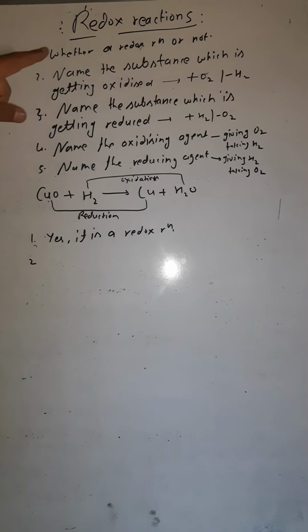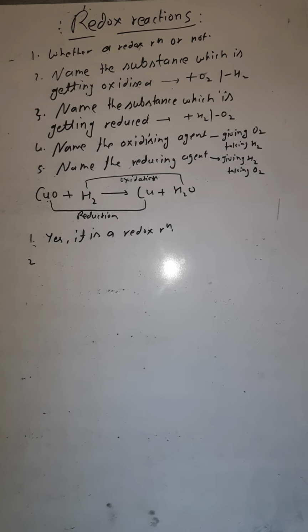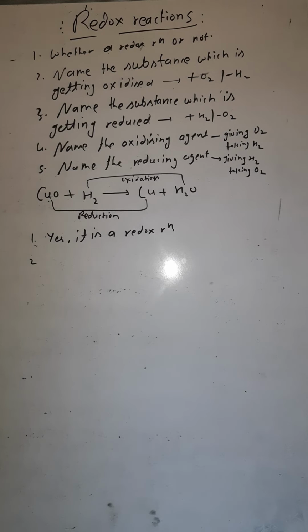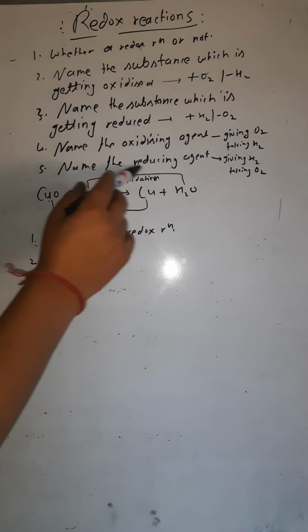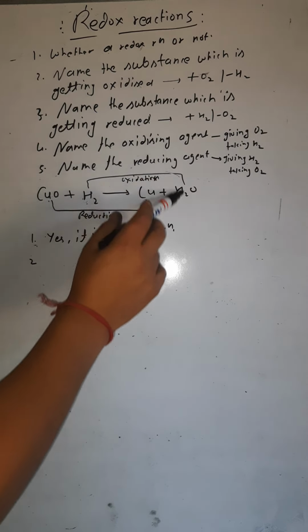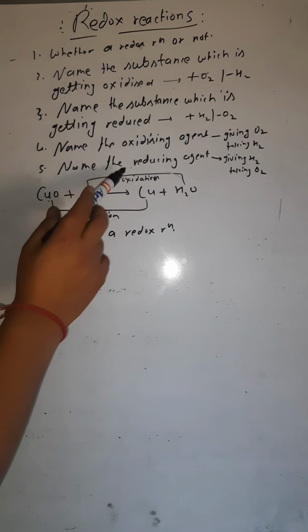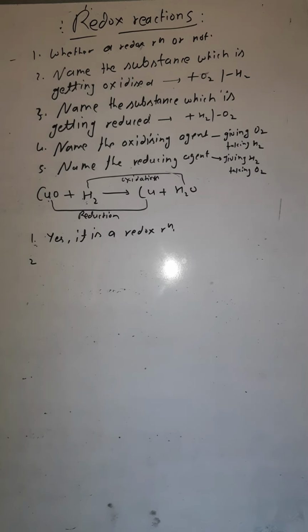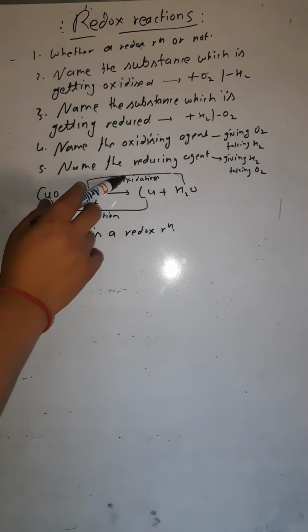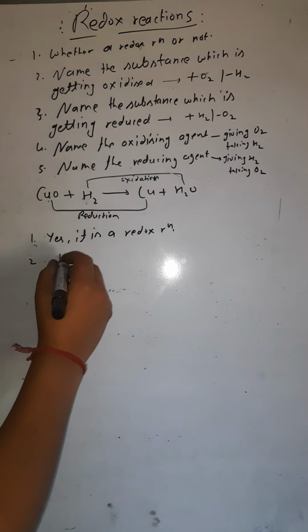Okay. Second question. What is the second question? Name the substance which is getting oxidized. So tell me, which is the substance which is getting oxidized here? Oxidized one is H2. Look here, H2 is getting oxidized, which means addition of oxygen is taking place with H2. So which substance is getting oxidized? H2. So answer number 2 is H2.